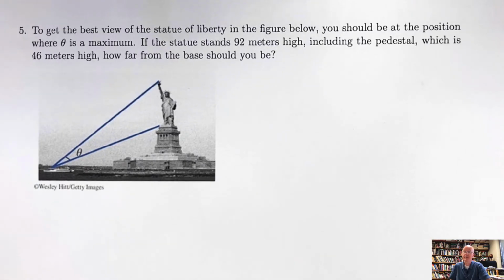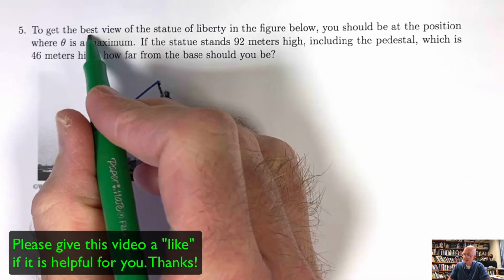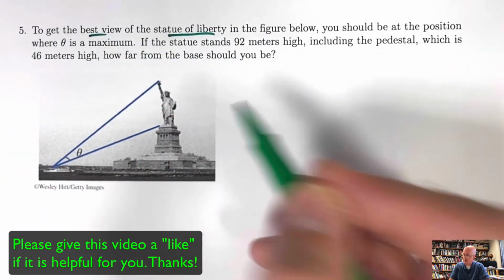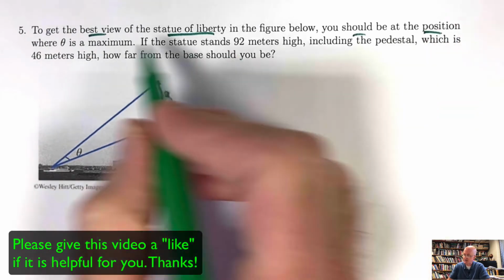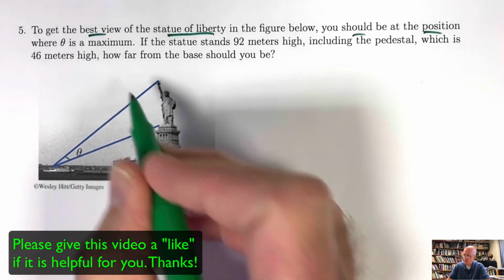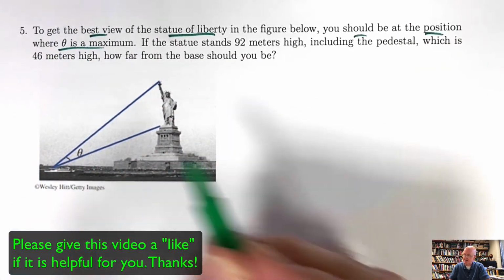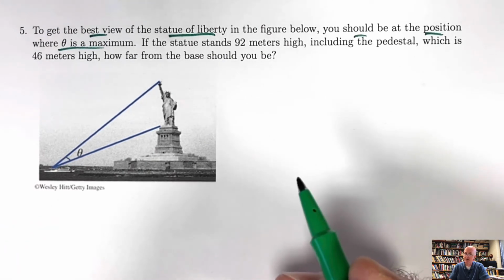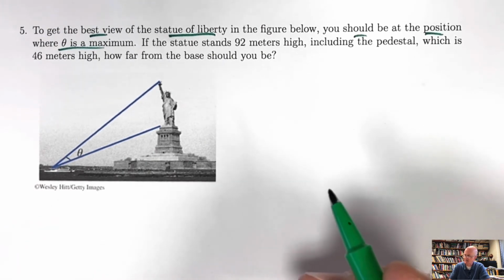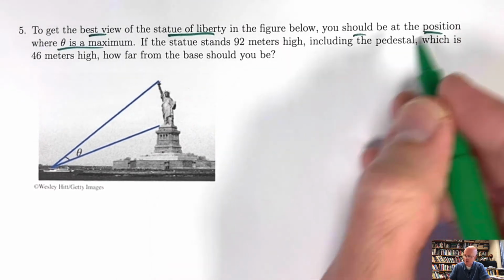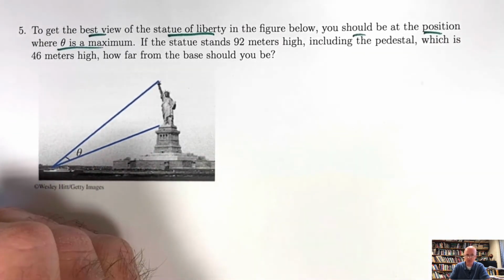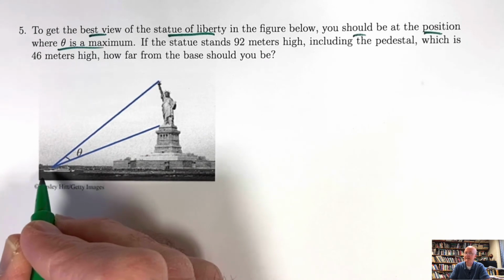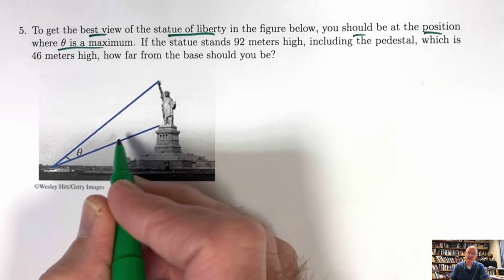Our last problem is the famous Statue of Liberty problem. To get the best view of the Statue of Liberty in the figure below, you should be at a position over here where theta, this angle, is a maximum. We want to maximize that angle. As a function of what? I guess the position. You could be close to the statue, you could be further away. There's maybe some intermediate position where this angle is as big as possible.